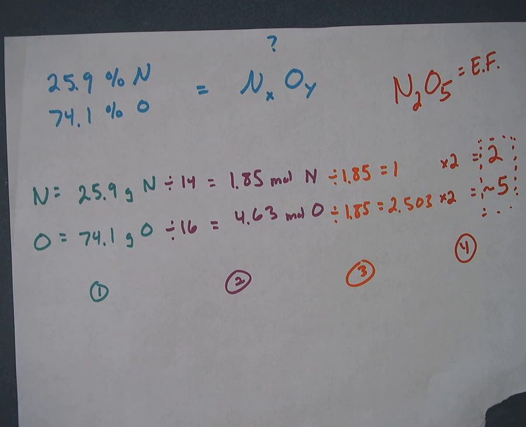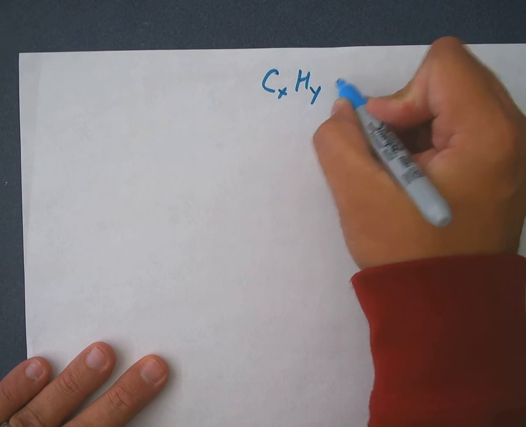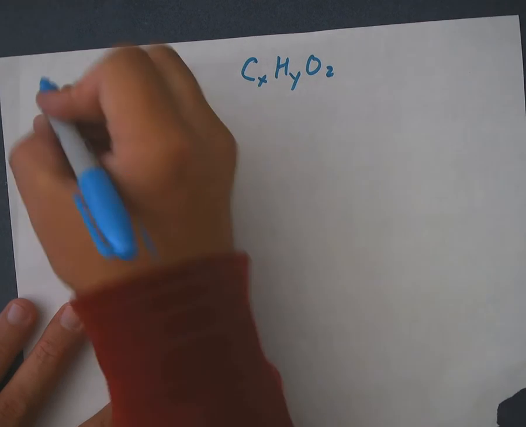If this one's a whole number, but this one's not, you have to double both of them to get the answer here. Okay, so we'll do another one here, and this next one that I have has, in fact, 3 different numbers to follow along. All right, so we're looking for an empirical formula. It's C something, H something, O something.